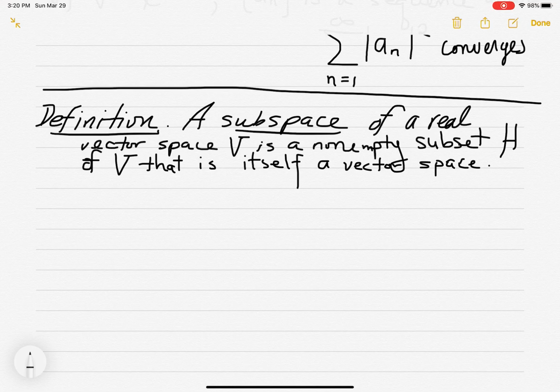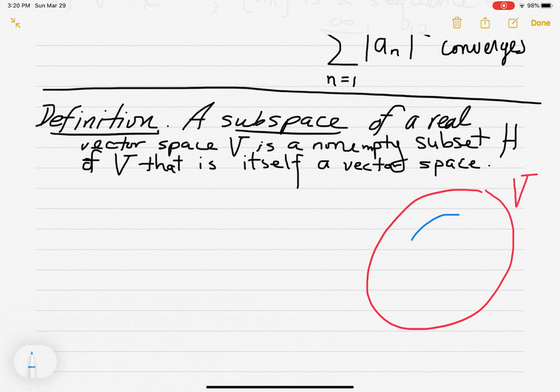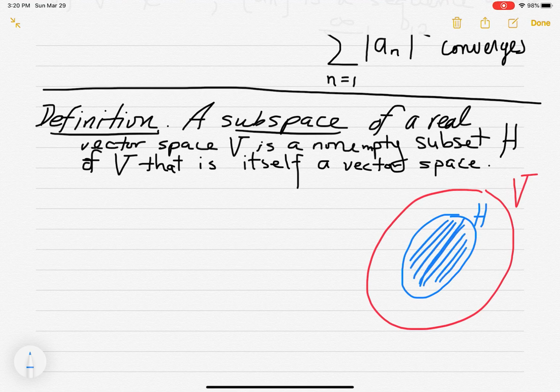So I'm going to draw a little picture diagram. Let's say out here we have our vector space V. V is a set of objects that satisfies 10 different properties. And inside of V we have a subset called H. And H satisfies all the properties of a vector space. But H is potentially smaller than V, but it still satisfies all 10 properties of a vector space. So it's like a subspace. A subspace is kind of a vector space within a vector space. So formally, that's what a subspace is.